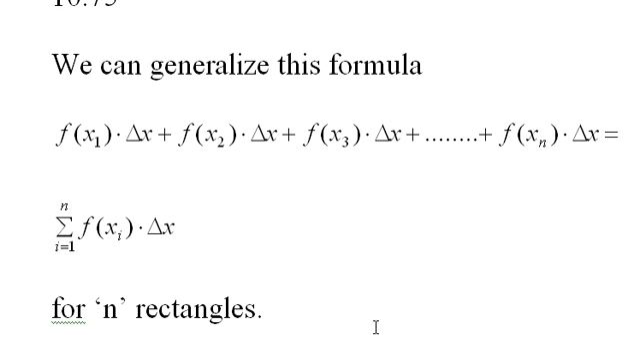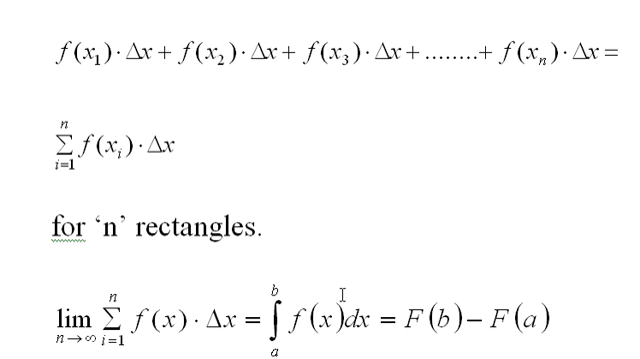Okay, this is for n rectangles, and the definite integral can be defined in this way. If we take the general formula for n rectangles and take the limit as the number of rectangles goes to infinity, that's a lot, right? Millions and millions of rectangles with very small bases, because as n goes to infinity, of course, delta x gets very, very small. And if we generalize it in this way as a limit, we can say this equals what we call the definite integral.